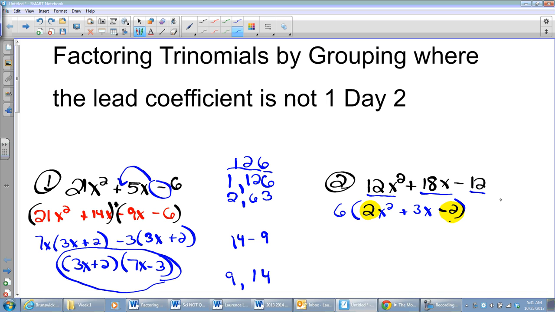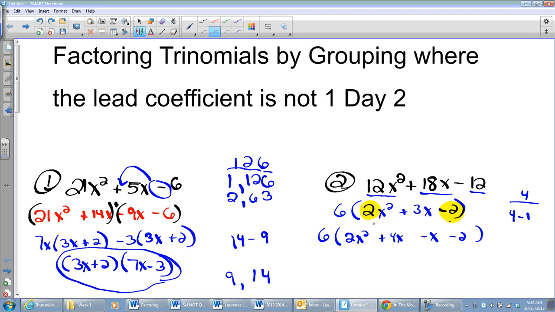So when I multiply 2 times 2, I get 4. And I'm going to subtract my factors of 4 to get positive 3. Sounds like 4 minus 1 to me. So I didn't even need to list them all out. So I've got to bring down the 6. The 6 comes along for the ride. And I will have 2x squared plus 4x minus x minus 2, right?